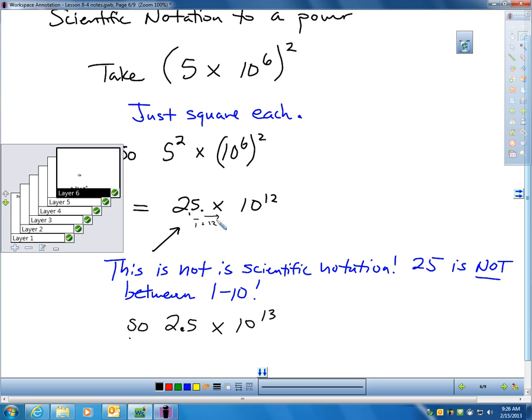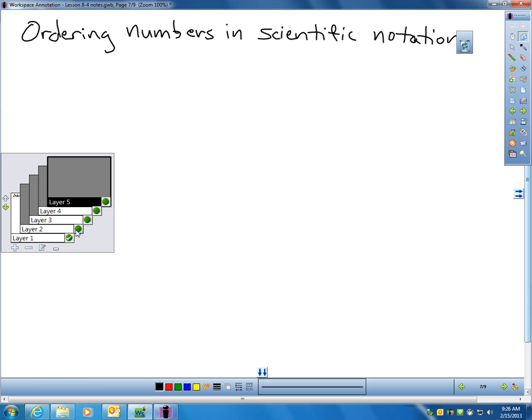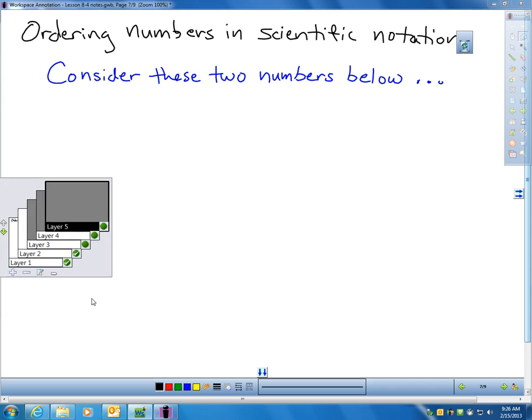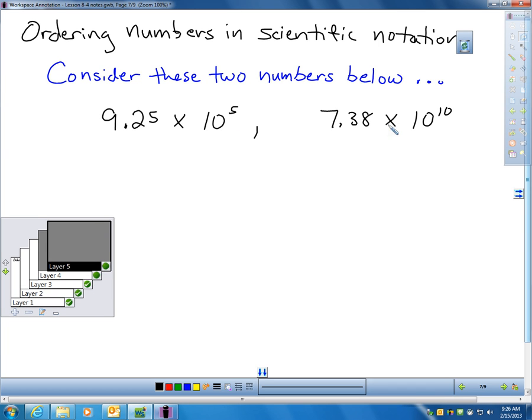So 25 times 10 to the 12th in scientific notation would be 2.5 times 10 to the 13th. And again, they'll ask you questions like this, and they'll want you to put the final result in scientific notation. Ordering numbers in scientific notation. How do we put these numbers from least to greatest?